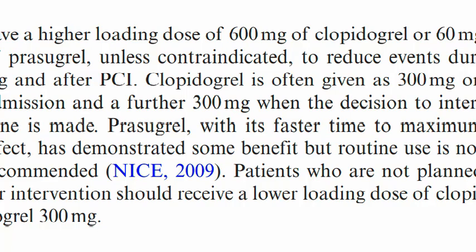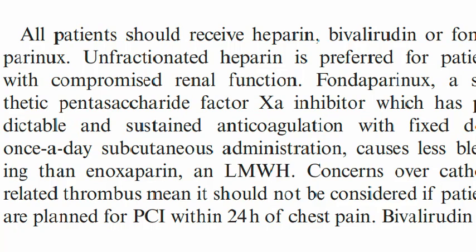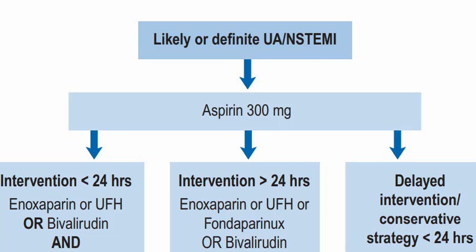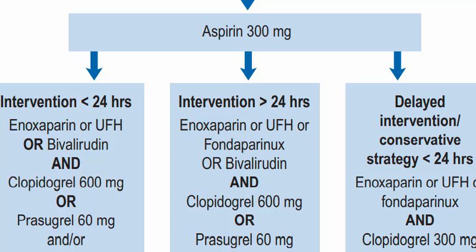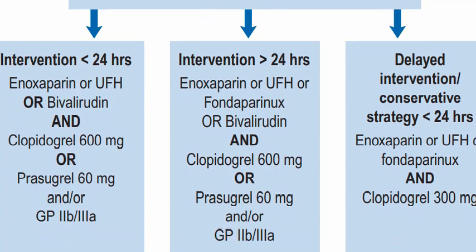Prasugrel can be used as it takes less time to produce its maximum effect. So you have to go through all types of anticoagulants for that purpose. This is the summary of the therapy that starts with aspirin followed by enoxaparin or UFH and bivalirudin. If the intervention is within 24 hours, we will do this therapy. After 24 hours, it will be followed by enoxaparin or unfractionated heparin and fondaparinux and bivalirudin. If the intervention is very delayed, then we will use prasugrel 60 mg, and the third choice will be clopidogrel.